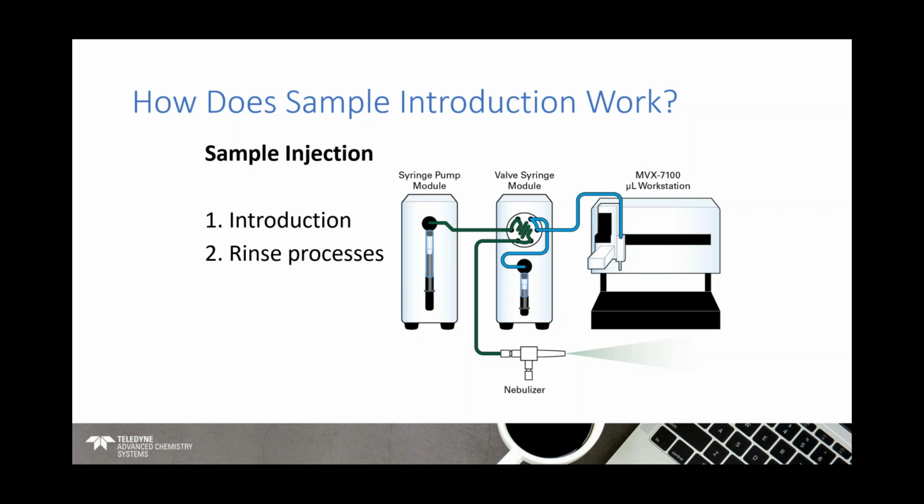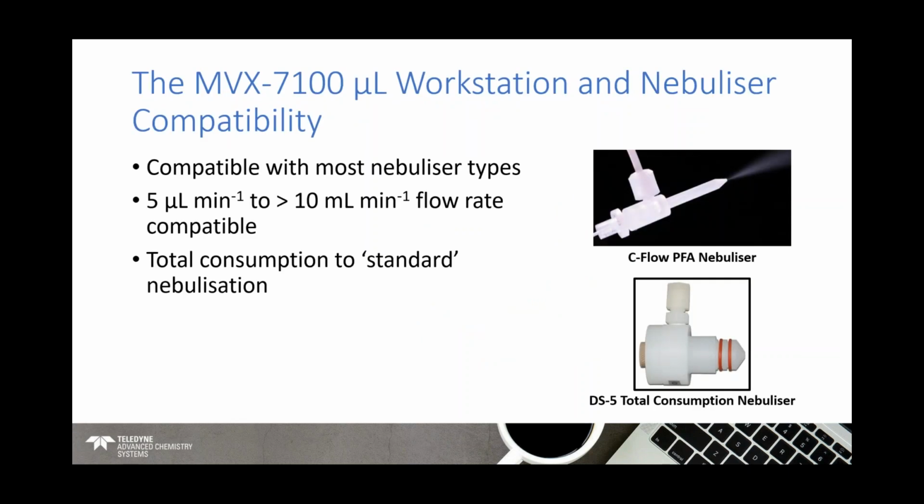Now, I've talked a lot about pushing towards the nebulizer, which opens up the next question: what kind of nebulizer can I use? If I go to the next slide, essentially the answer is any type. The MVX 7100 microliter workstation is compatible with most nebulizer types. I've not come across a nebulizer yet that you can't use. I wouldn't like to say all types, but it's certainly most types of nebulizer.